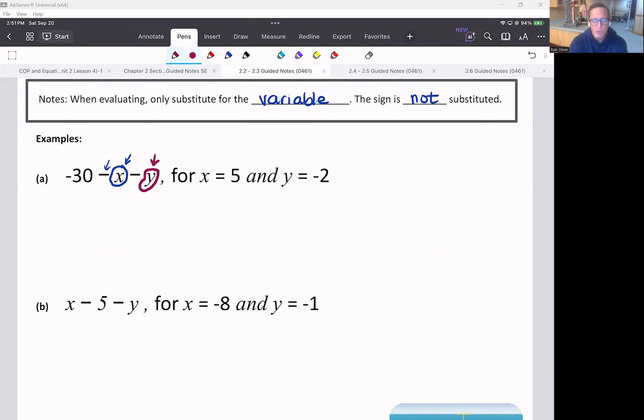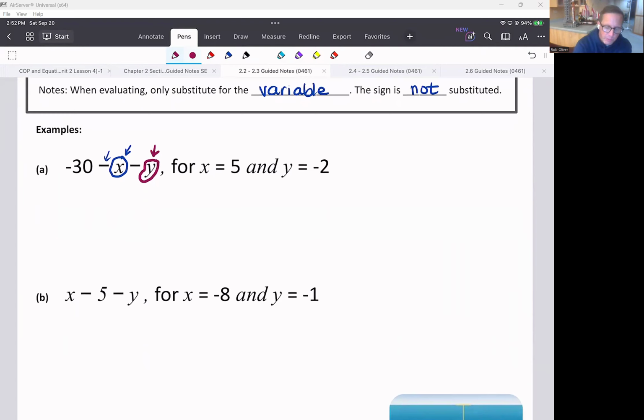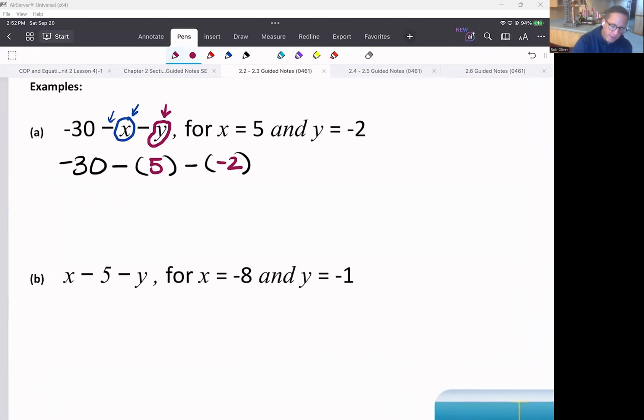So you want to keep those signs the way they are. You're only replacing the x. You're only replacing the y. All right, so I'm going to rewrite this like this. I'm going to write -30 minus, and I'm going to put parentheses here in place of x, and I'm going to put it in place of y. Okay, and I'm going to put in x is 5 and y is -2 right there.